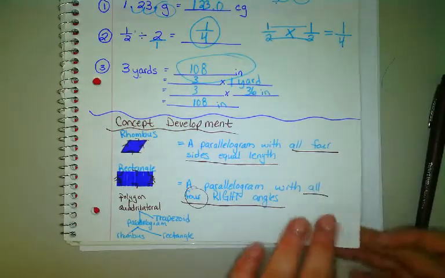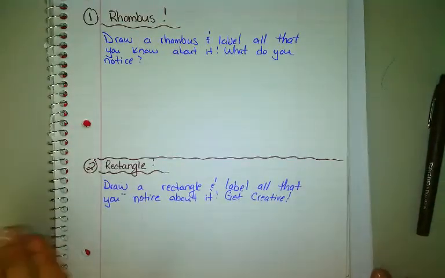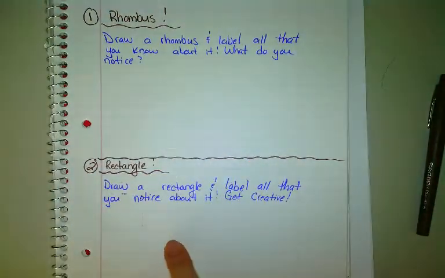I'm going to move on, though, to our next page right here. Now on this side, I have 2 different things that you guys are going to be working on. I have a rhombus and I have a rectangle. Up top here, it says draw a rhombus and label all that you know about it. What do you notice? And for a rectangle, draw a rectangle and label all that you notice about it. Get creative, okay? I want you to label everything you can about these shapes.